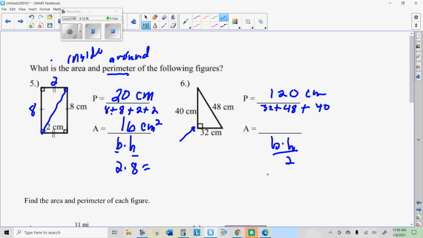So I'm going to take 40 times 32 and divide that by 2. Okay, and that equals 640. And then we label that square centimeters.